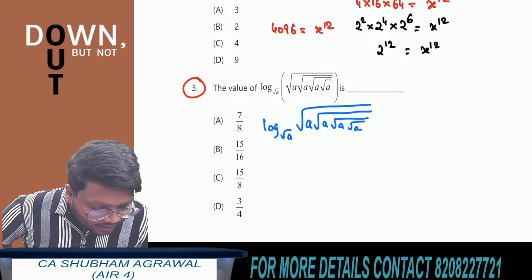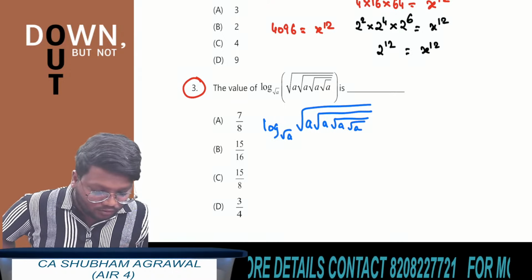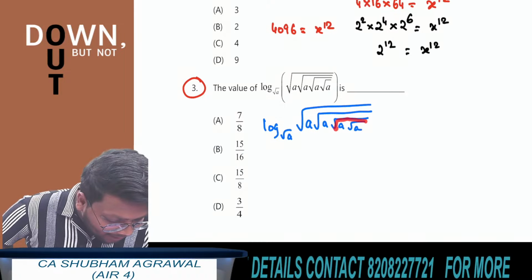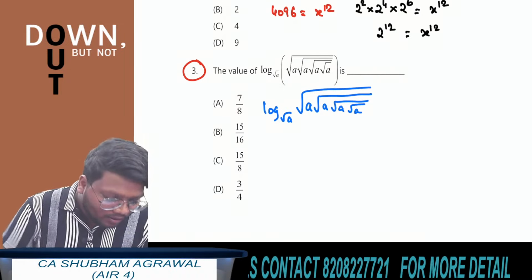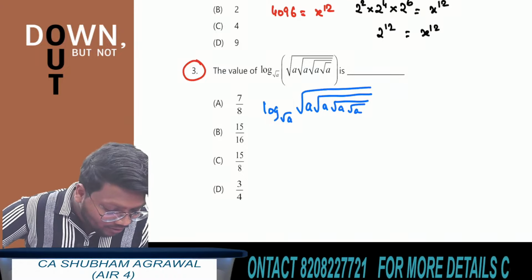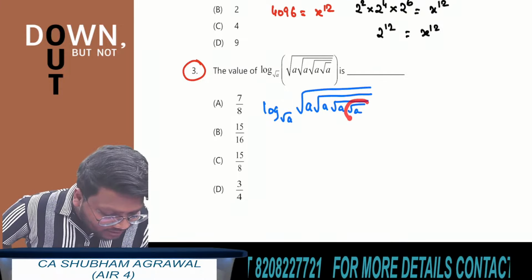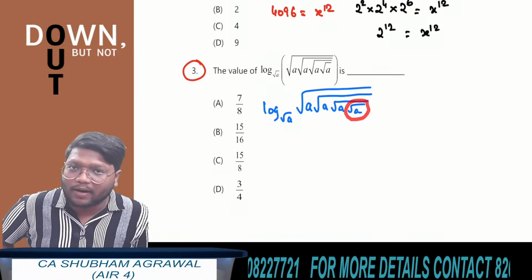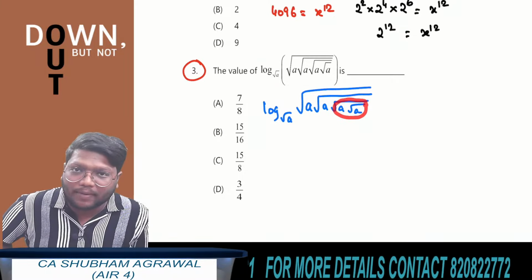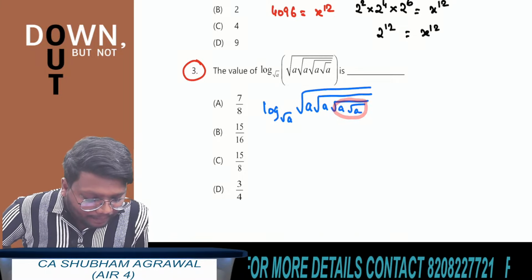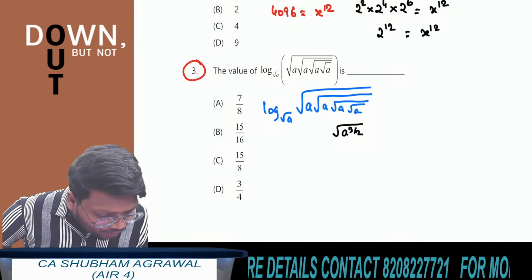Here, this square root of a we can write as a to the power 1 by 2. Now, a multiplied by a to the power 1 by 2 is a to the power 3 by 2. You have to do the calculations fast here. Clear? I am writing here square root of a to the power 3 by 2.